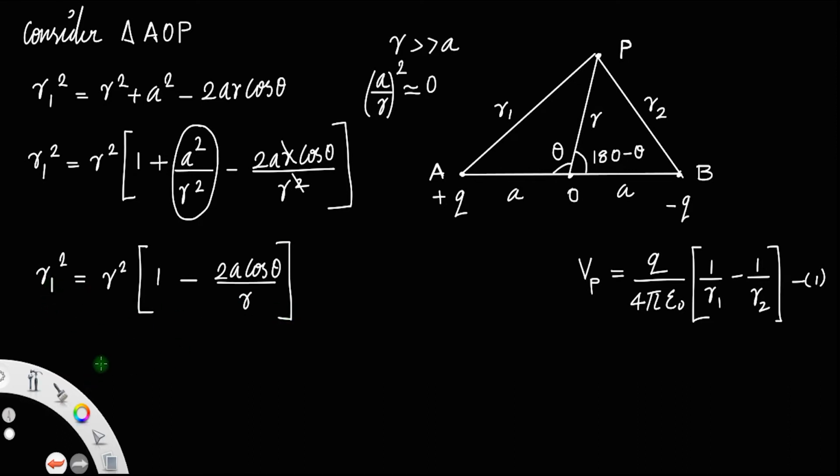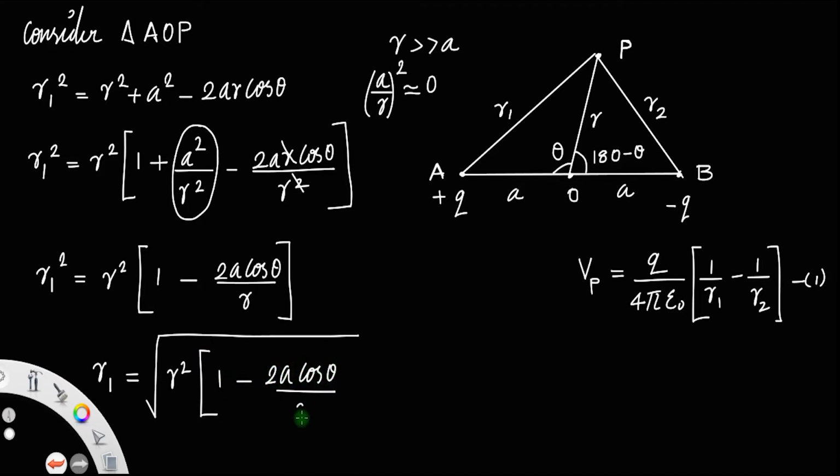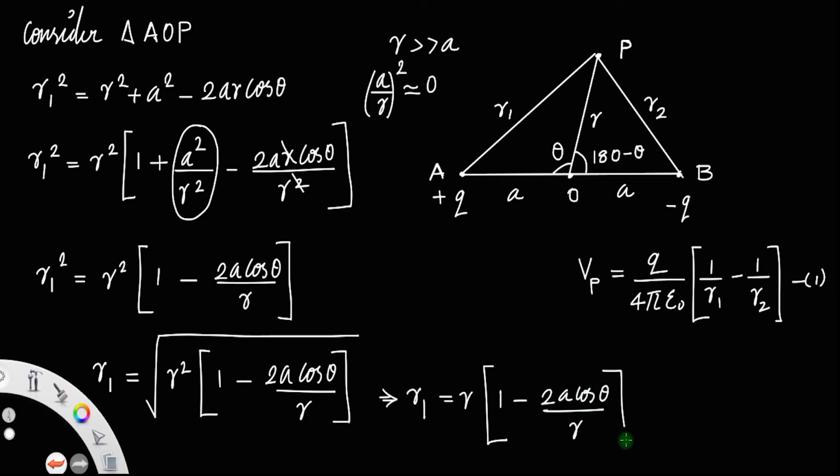Now r1 will be, if you take the square to the right, root of r square into 1 minus 2a cos theta divided by r. So r1 is equal to r, when r square comes out of the root, into 1 minus 2a cos theta divided by r whole raised to the power 1 by 2.